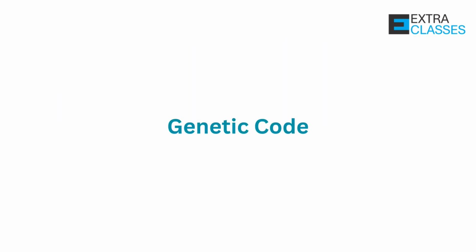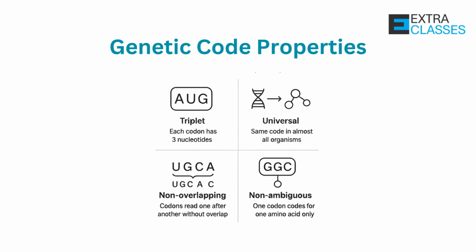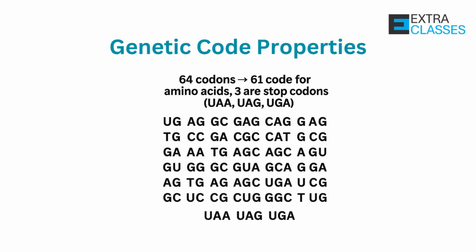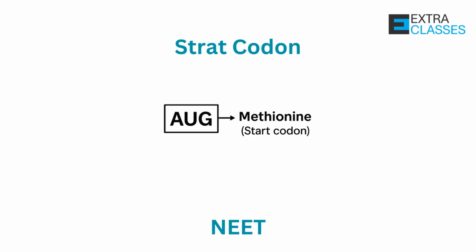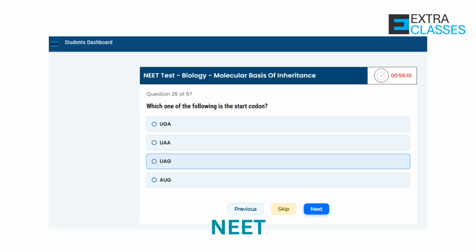Another scoring area is the genetic code. Key properties are triplet, universal, non-overlapping, and non-ambiguous. Out of 64 codons, 61 code for amino acids, 3 are stop codons, which are UAA, UAG, and UGA. Start codon is AUG, which codes for methionine. NEET often asks codon-based MCQs, like which codon codes for stop or start.